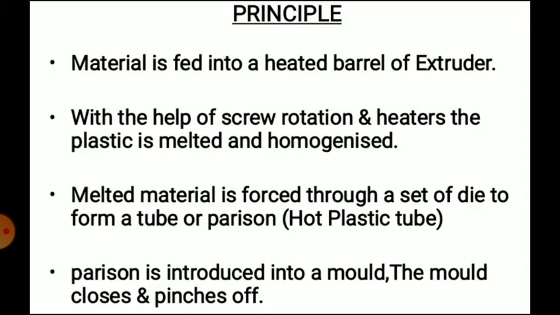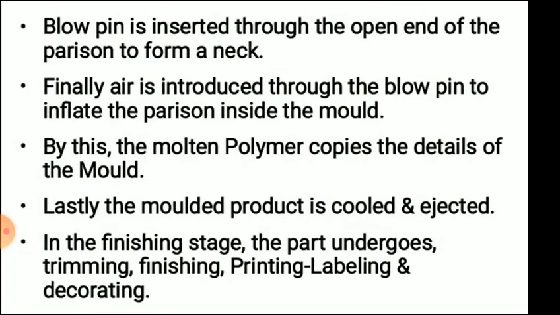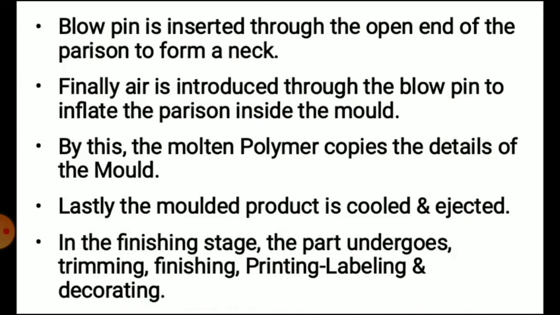The parison is introduced into the mold. The mold closes and pinches off. Now the blow pin is inserted through the open end of the parison to form a neck. Finally, air is introduced through the blow pin to inflate the parison inside the mold. By this, the molten polymer copies the details of the mold. Lastly, the molded product is cooled and ejected. In the finishing stage, the part undergoes trimming, finishing, printing, labeling and decorating.